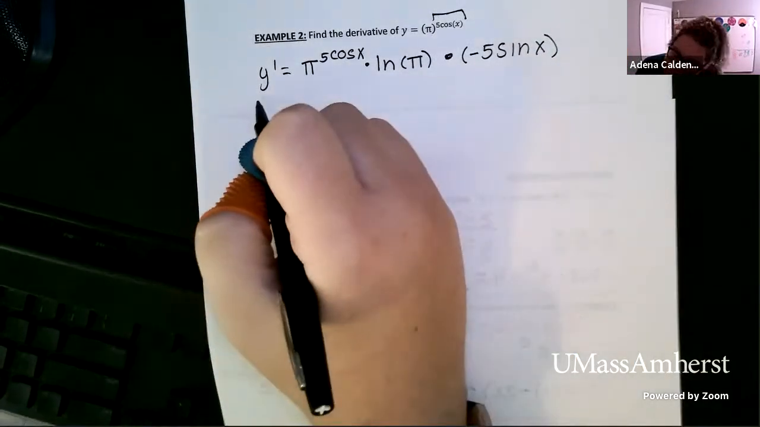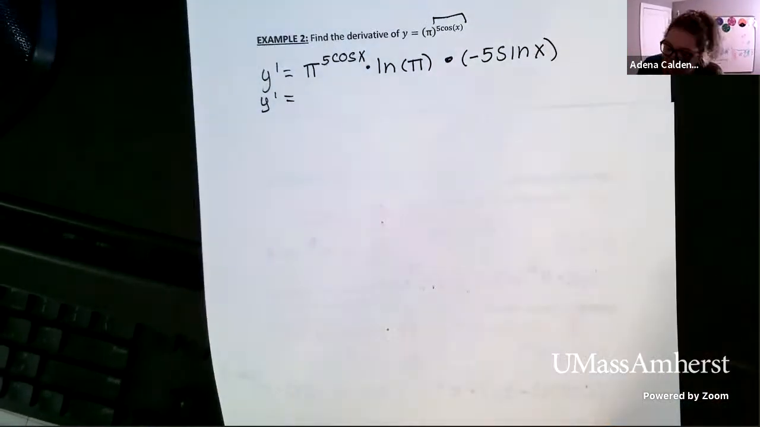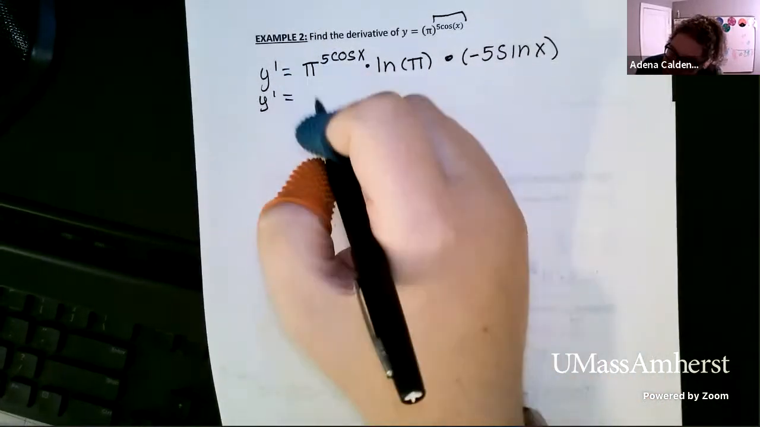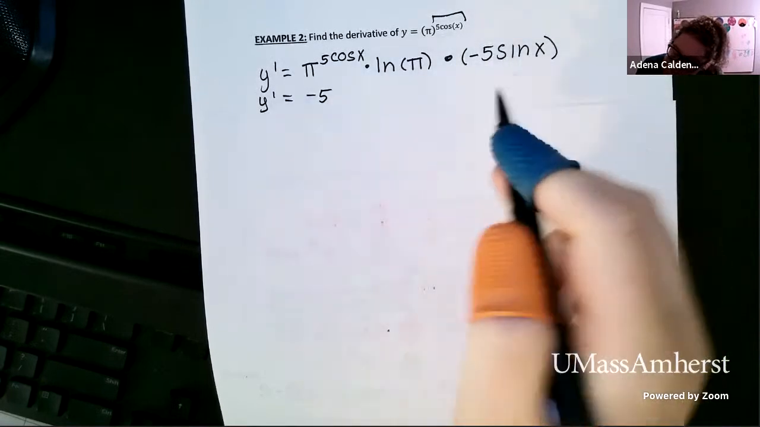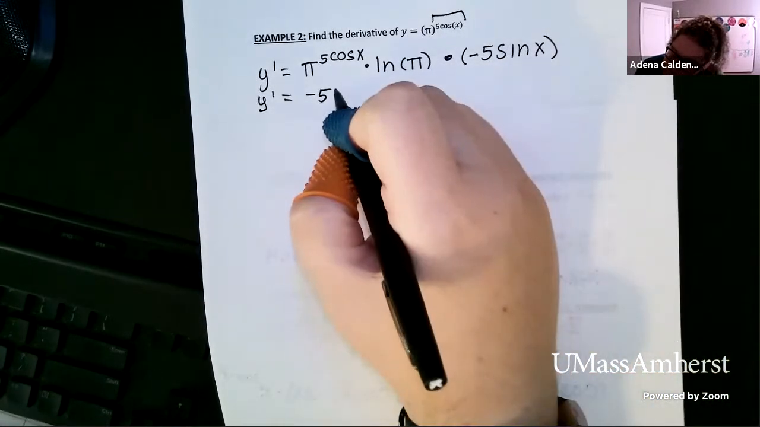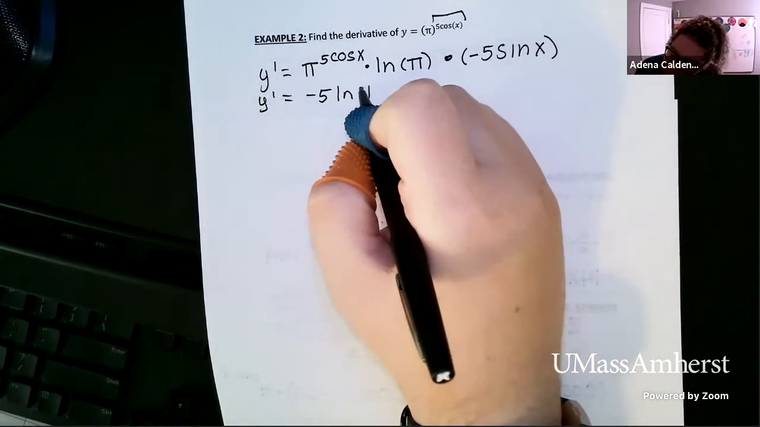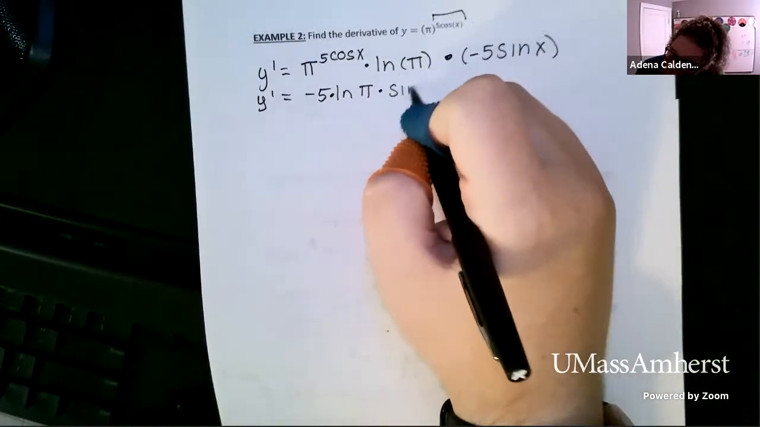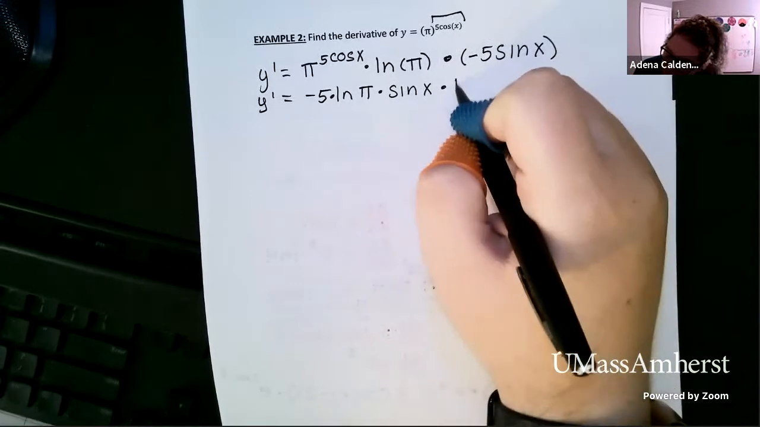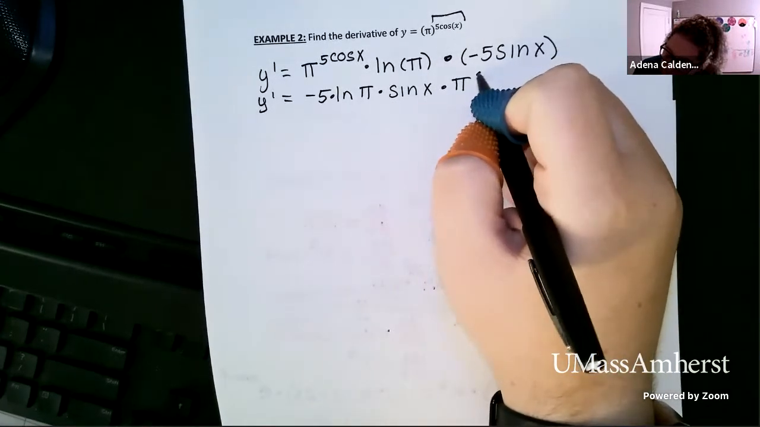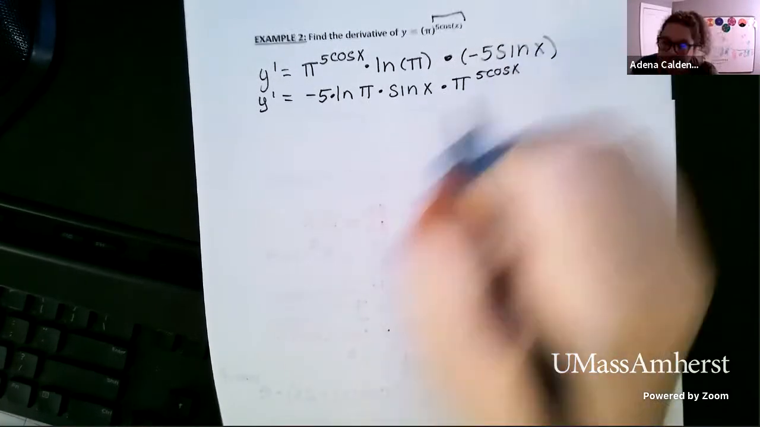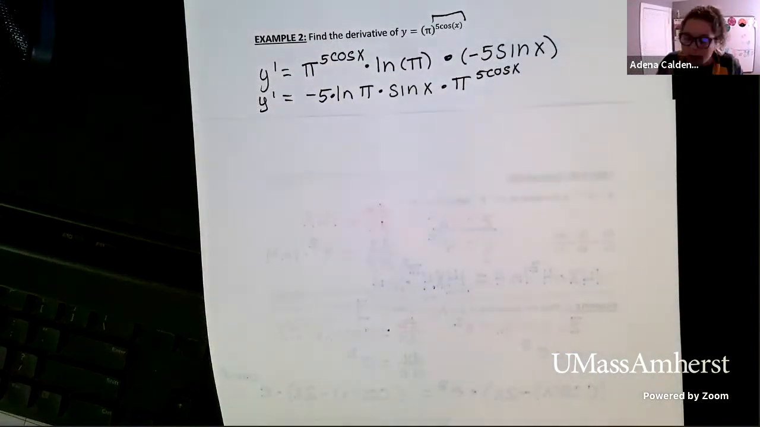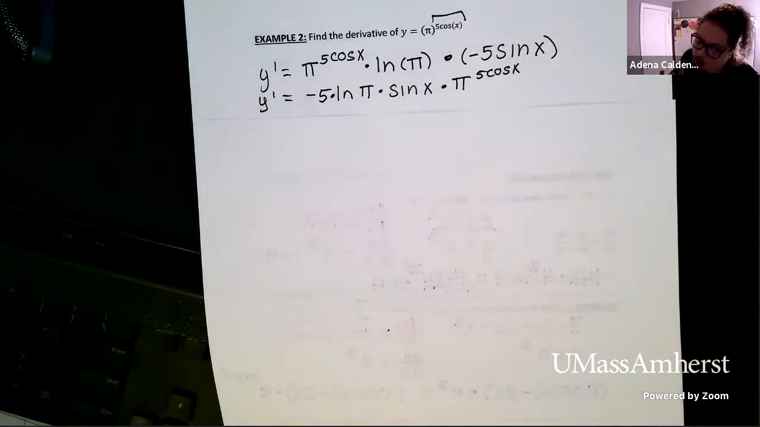Now again, if this was going to be presented on a mini quiz, the likely way you would see this is that the negative 5 would come first, then all the linear terms. So then we'd have ln of pi, that's also a number, times sine x times pi to the 5 cos x. Okay, so as long as we have all those terms in there, then your answer is good to go.